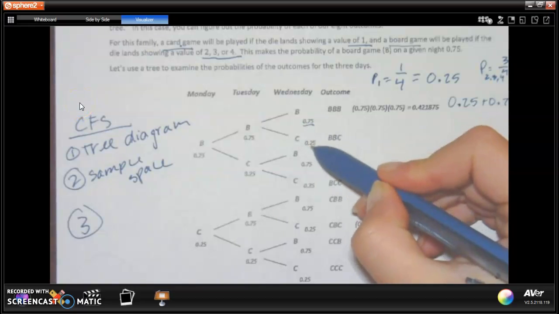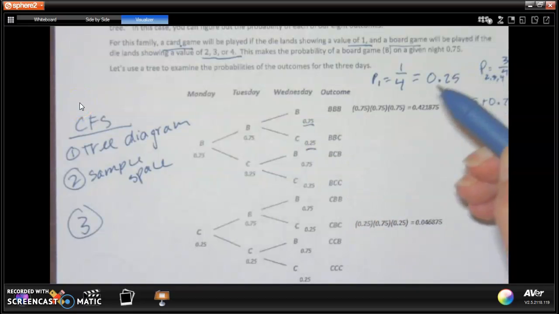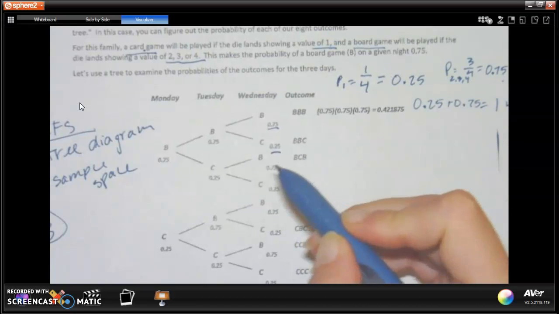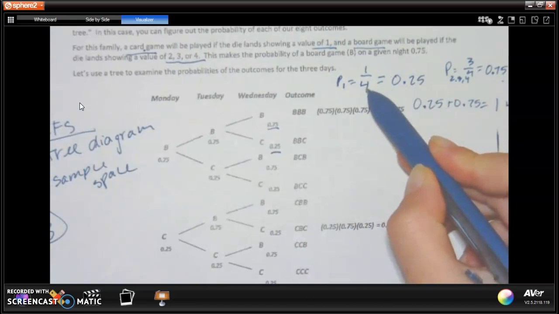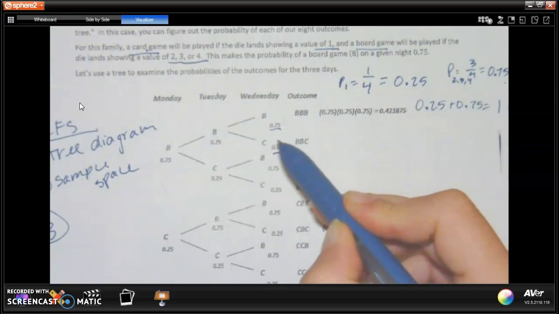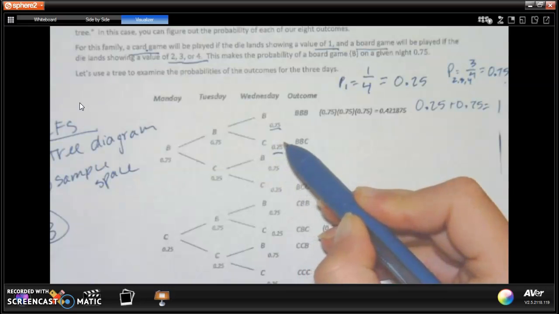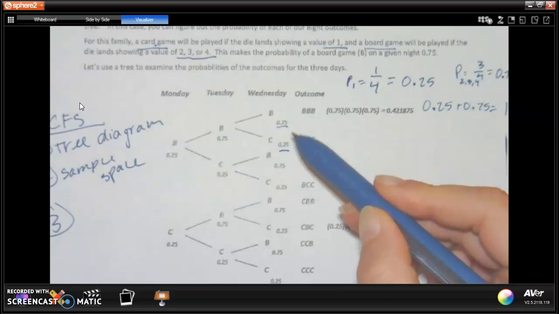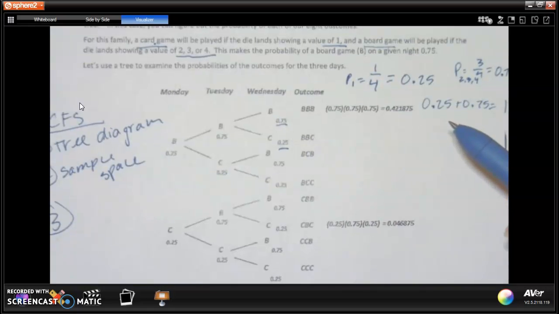You'll notice that the probability of board game or card game stays the same from the first event, because no matter what, the probabilities are determined by the roll, and that doesn't depend on the day. The probability between those 2 outcomes stays the same.